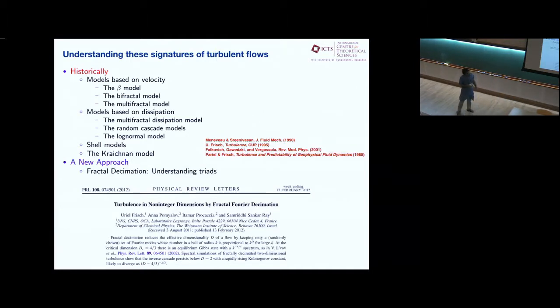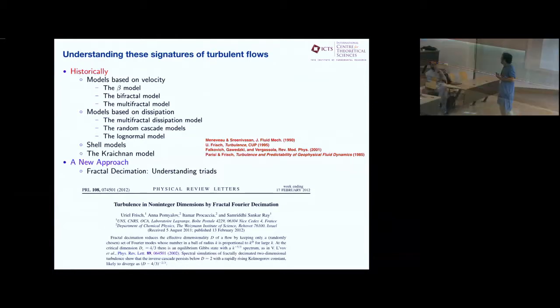Recently, not so recently anymore, with Uriel, Anna, and Itamar, we developed this idea of turbulence in non-integer dimensions, where some of these fingerprints seem to disappear. In this talk, what I'm at least going to try and emphasize is what the model is, without being too grandiose or advertising its virtues. I'd like to try to convince you that there is a model, and we would like to understand how far this model can be pushed.